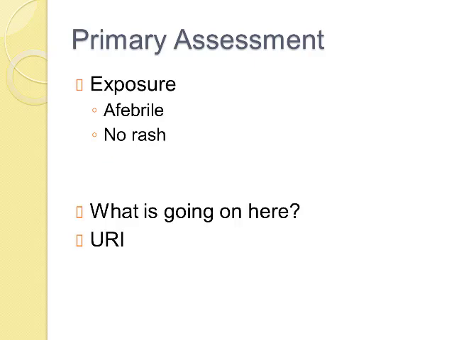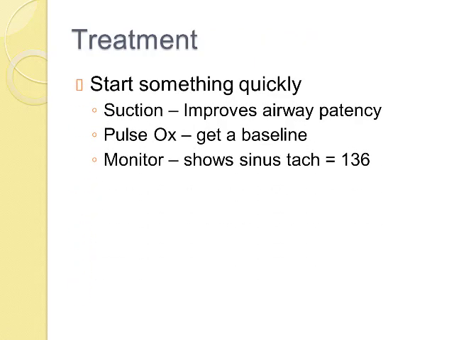So moving on here. Exposure, he's afebrile, no rashes, no marks. What's going on? I'm putting down here probably an upper respiratory infection. If anybody disagrees, let me know, make some comments. Treatment for this: start something fairly quickly so we can intervene with this distress and keep it from being failure. Suction we've done, keep an eye on that. It may have to be resuctioned. Pulse oximetry, we get our baselines.